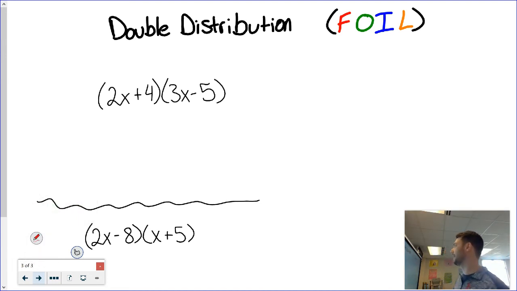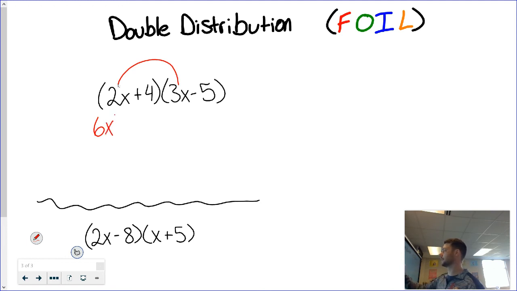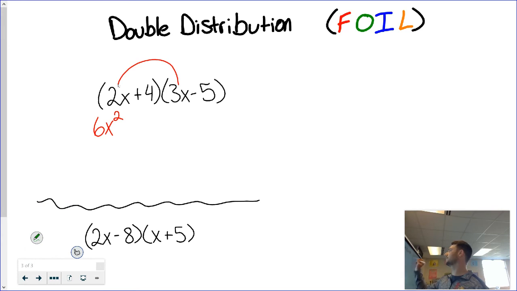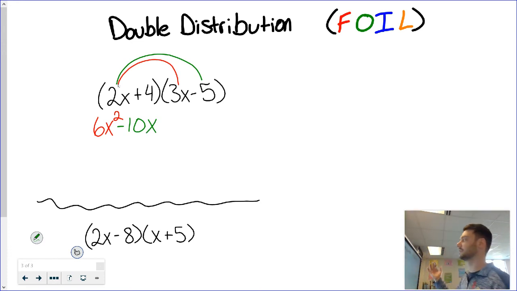We're going to say the F in FOIL stands for first. Our first is 2x times 3x. 2 times 3 is 6, and x times x, just like before, is x squared. Almost all of these, you'll get an x squared term to start because you're going to have your x times x. And the O in FOIL says the outside thing. So the outside edges are 2x and negative 5. 2x times negative 5 is negative 10x.